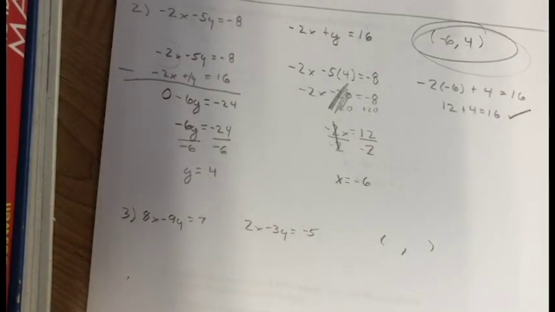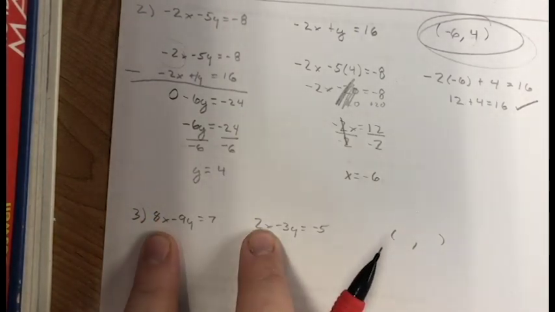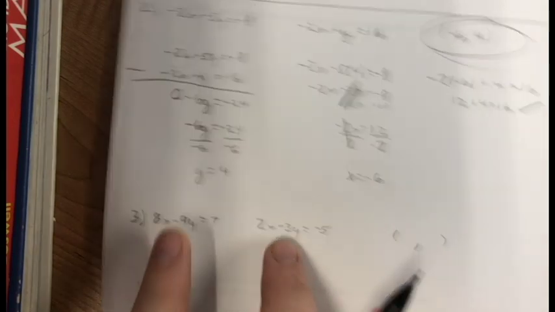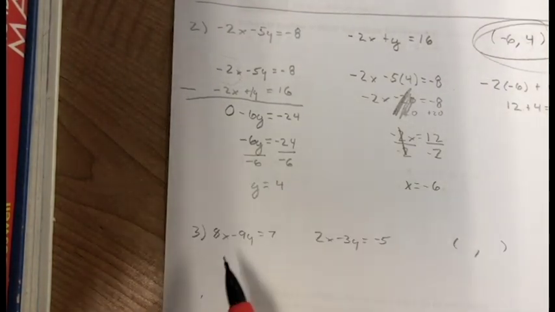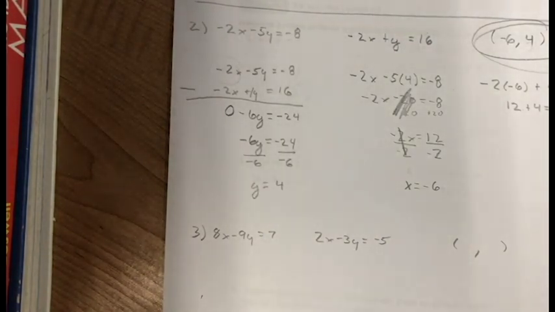So with that being said, let's compare our coefficients for each of the variables. My x's, this has an 8, this has a 2. My y's, this has a minus 9, this has a minus 3. Stop. Right now, you should notice that nothing is the same and nothing is the opposite. So step 1 tells me I need to multiply one of these or both of these by some constant to make the variables at least equal or opposite.